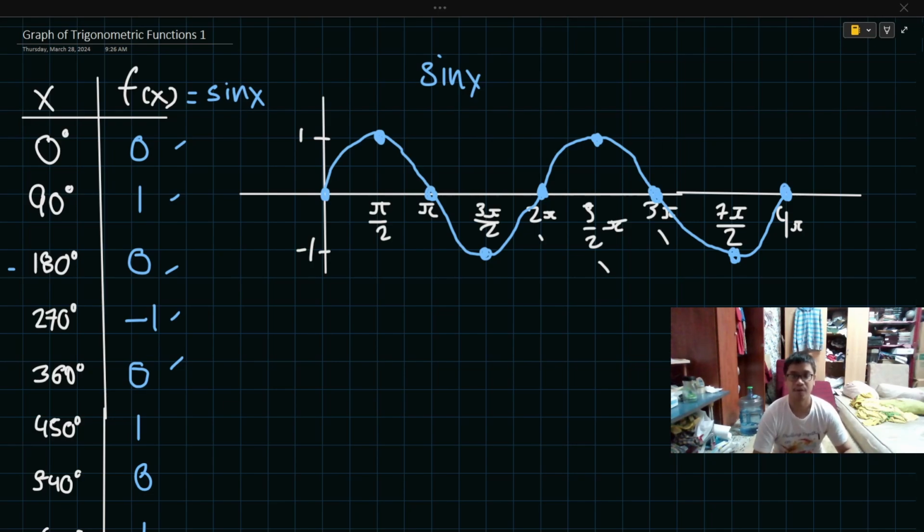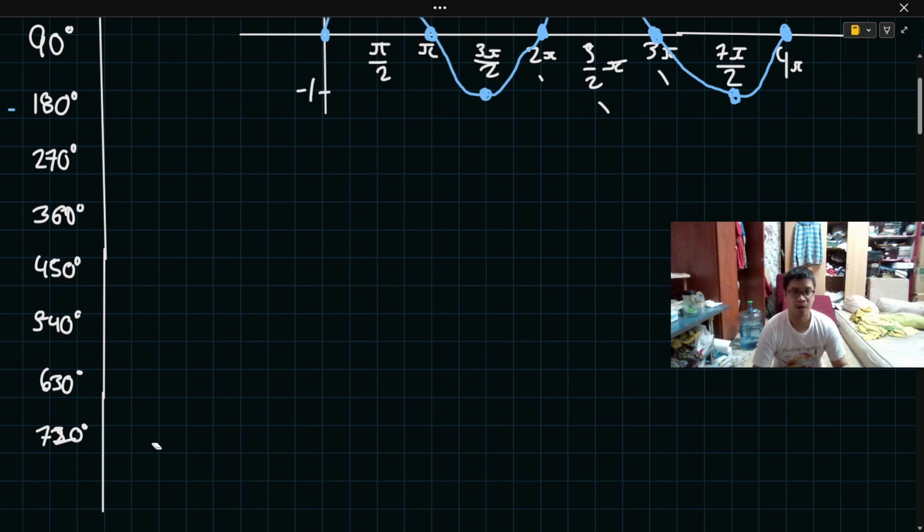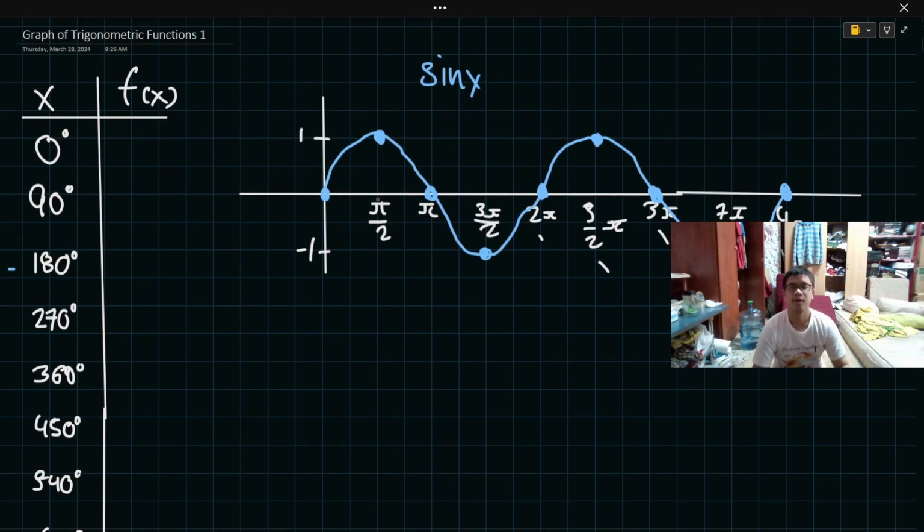Let's do cosine. So for cosine, here's what we're going to do. The same x values, 0 degrees up to 720 degrees, all quadrantal angles. Then after that, we're going to graph them. Just the same thing as what we did to sine. So first, let's substitute all the quadrantal angles to cosine.